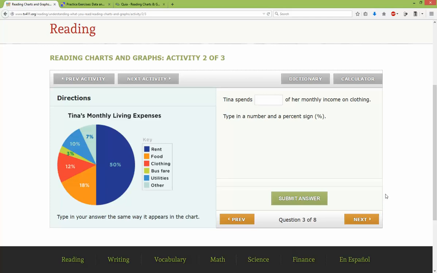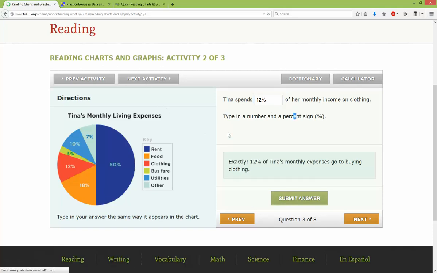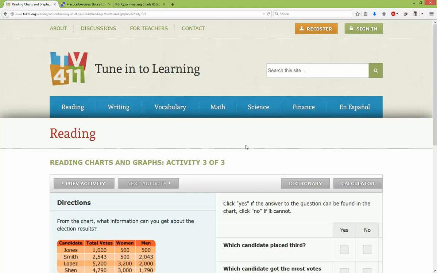Tina spends blank percent of her income on clothing. 12%. Okay, this one. All right, let's forget this now. Using the pie chart, I think reading the pie chart is okay.